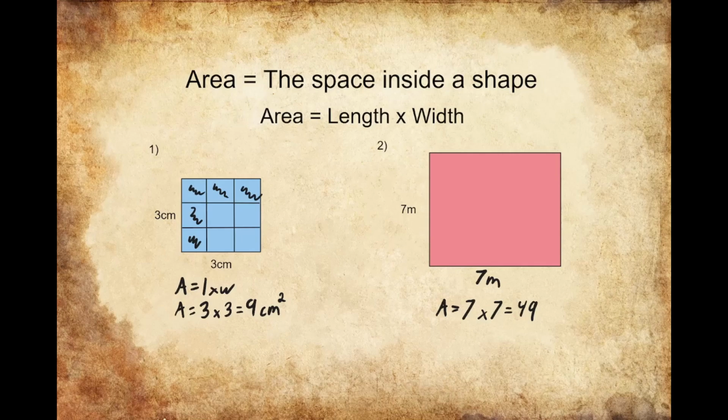Next, we need to make sure that we're using the correct unit of measurement, which in this case is meters. So we're going to go ahead and write a meters beside there. And next, we have to make sure that we include our little 2 up here to show that that's a squared meter. So in question number 2, the area for this red square is 49 squared meters.